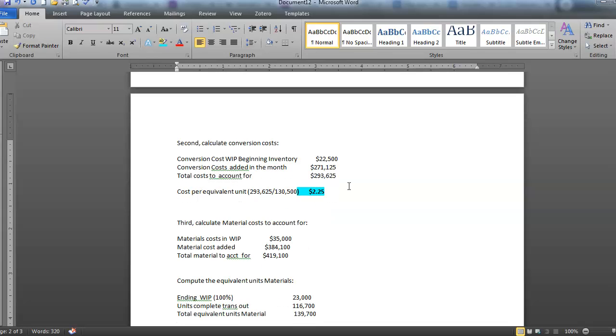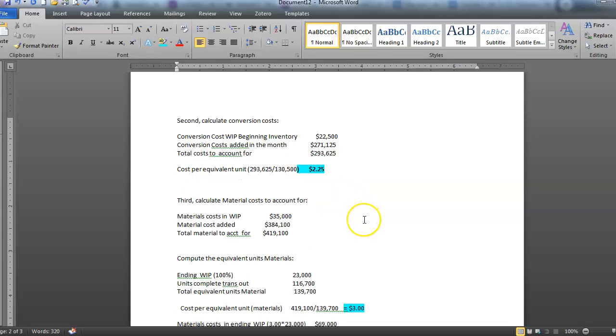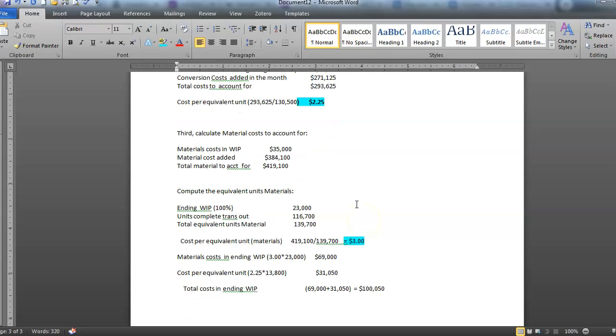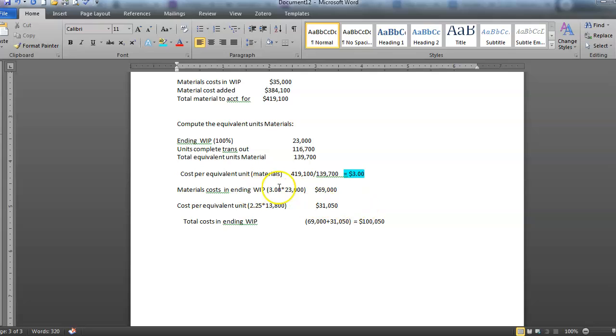And we were able to successfully compute our cost per equivalent unit based on materials and our conversion costs. So now we can take this information and start to compute our two numbers that we need to complete our cost and ending WIP. First, our material costs, which is going to be our rate. And again, we calculated this rate at $3. So taking our $3 rate and multiplying by the number of units at ending inventory, we get 69,000.